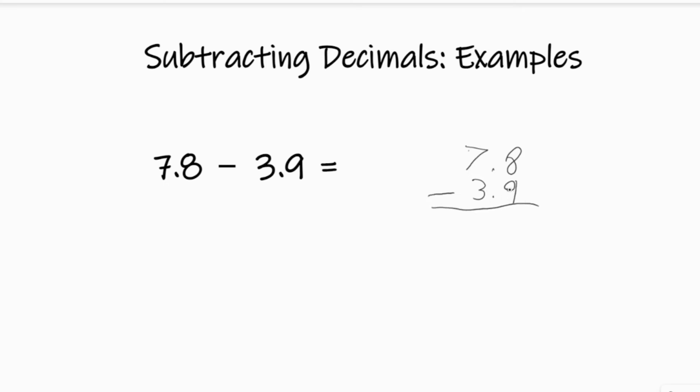Now we subtract. But before we do that, we bring the point down. And now we subtract. So 8 minus 9, we can't do that. So borrow 1 from the 7, 18, and then 18 minus 9 is 9, and 6 minus 3 is 3. So the answer to this equation is 3.9, or 3 and 9 tenths.